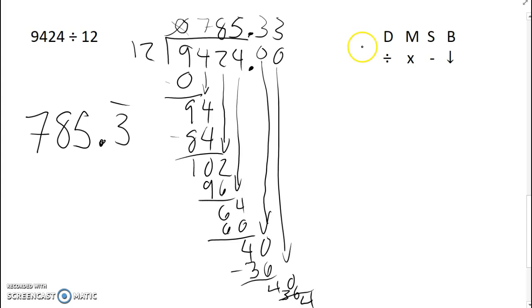If I was to do this conceptually, it would be quite a lot of work, so I'm not going to do it. But again, you would be looking at how many 12s are in 9,400, and then how many 12s are in 1,020, and then how many 12s are in 64, and then how many 12s are in 4, and kind of work your way down that way, and you would end up with this.